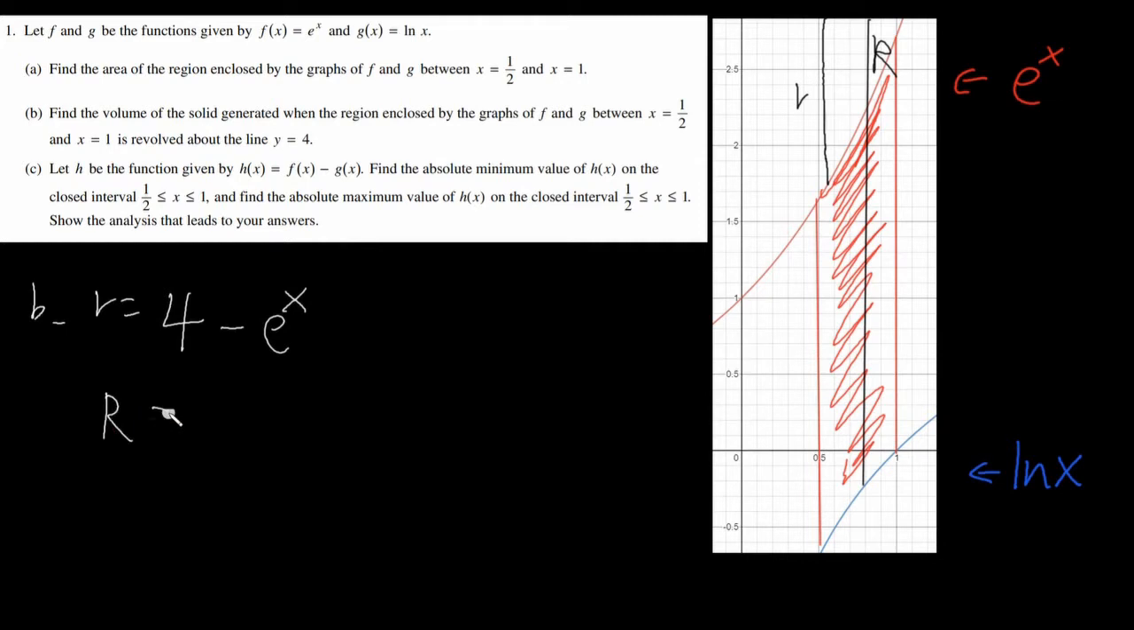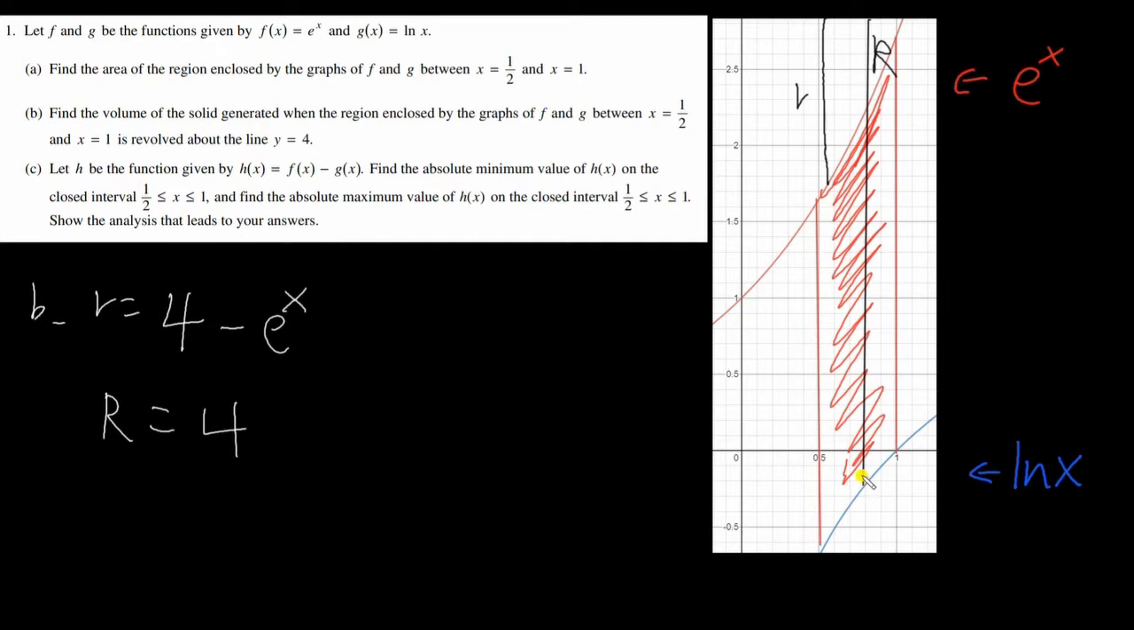The same logic for the big radius is going to be 4. And then for deciding whether it's plus or minus, an important thing to notice here is that the big radius is going to be bigger than 4 because it's going from 4 to 0 and then from 0 to this extra bit.